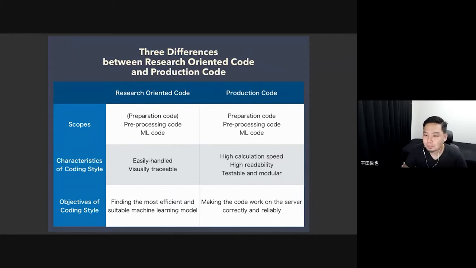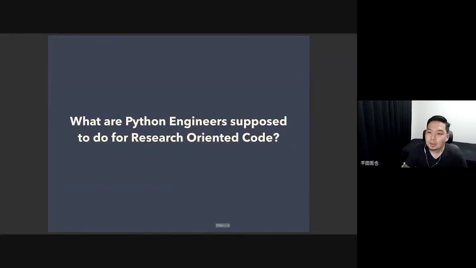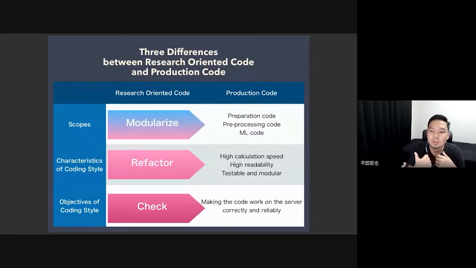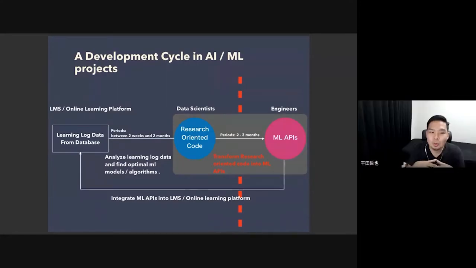So now, what is a Python engineer supposed to do for research-oriented code? Modularize the research-oriented code into preparation code, pre-processing code, and ML code, refactor them, and write code to check that it works correctly. So this tutorial focuses on the procedures to transform research-oriented code into ML APIs.